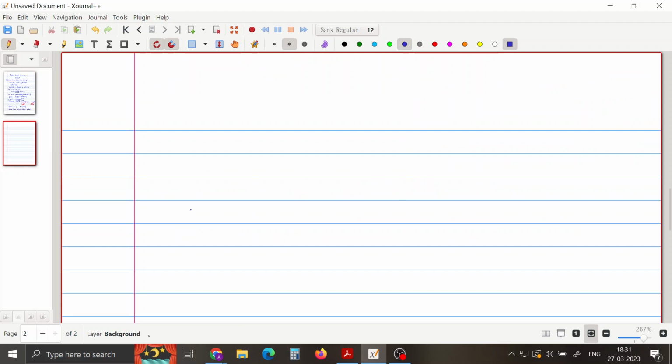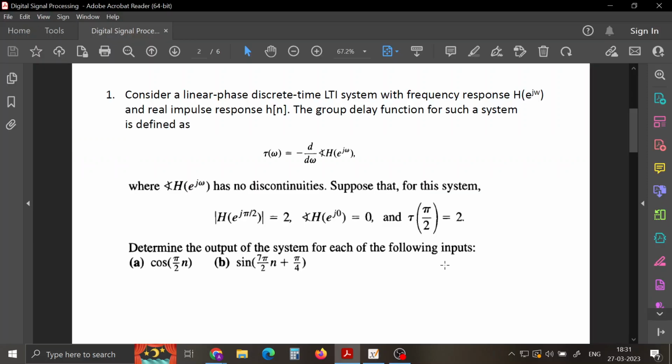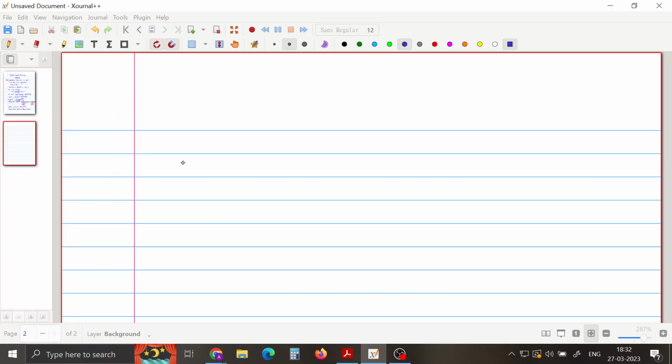Now group delay is constant, so we know one value of the group delay, which is tau of pi by 2, which is equal to 2, and that should be constant for all omega, right? So we have the group delay is actually equal to 2 for all omega. This value at pi by 2 is enough for us to conclude this. Now tau of omega is minus d by d omega of the phase.